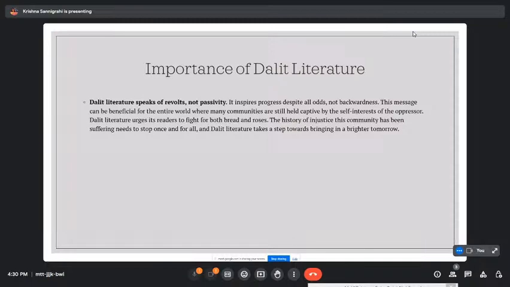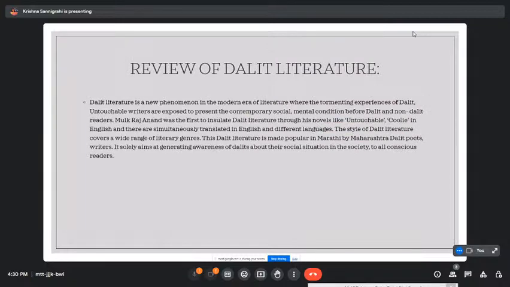So Dalit literature urges its readers to fight for both what? Fight for bread and roses. The history of injustice this community has been suffering needs to stop once and for all, and Dalit literature takes a step towards bringing in a brighter tomorrow. Dalit literature is a new phenomenon in the modern era of literature where the tormenting experiences of Dalit untouchable writers are exposed to present the contemporary social mental condition before Dalit and non-Dalit readers.